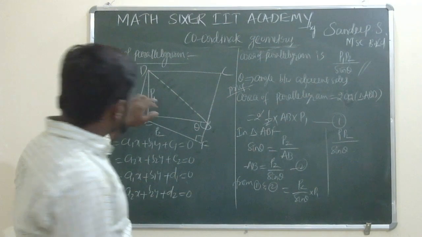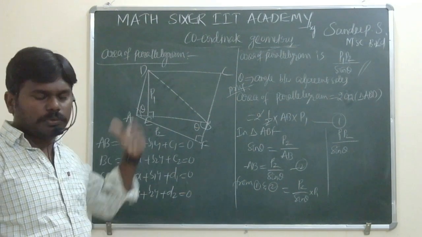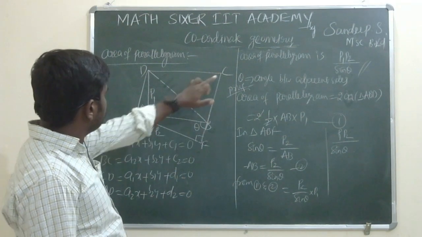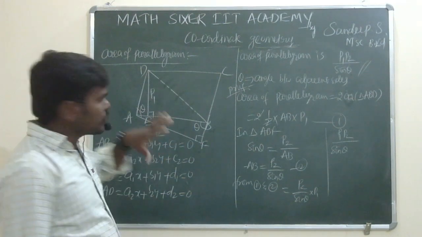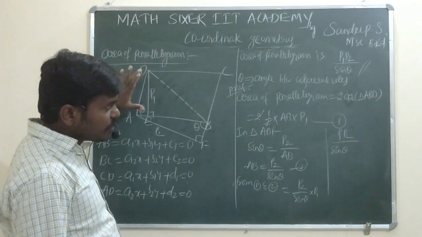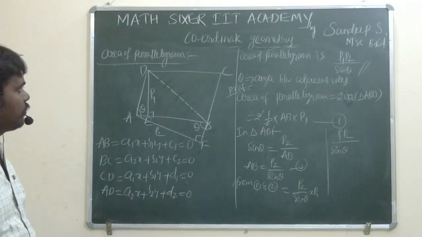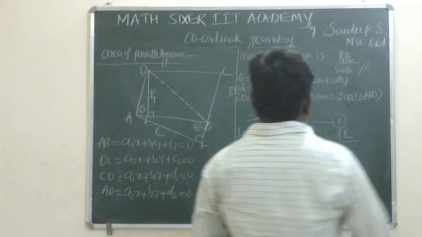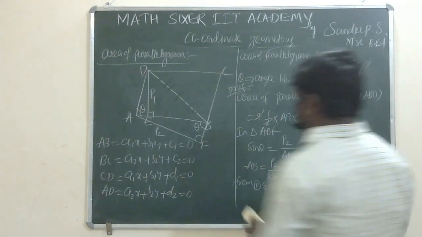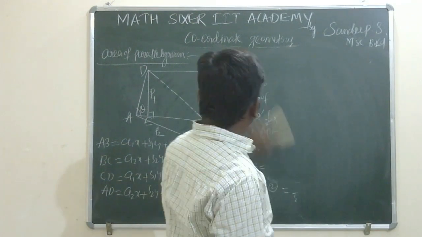So what is P1? P1 is the perpendicular distance from the opposite side. Here AB and CD are both parallel, so P1 is the distance between the parallel sides. Just now we discussed what that distance is. I think up to this point everyone is clear, so from this point we will continue. Let me clean this and next we will see again.